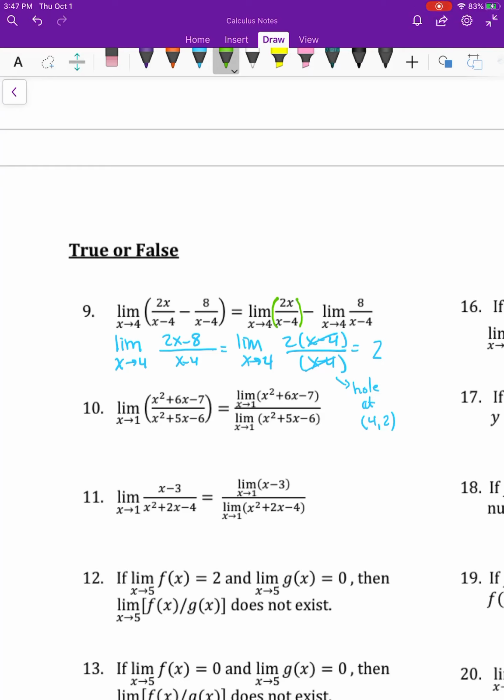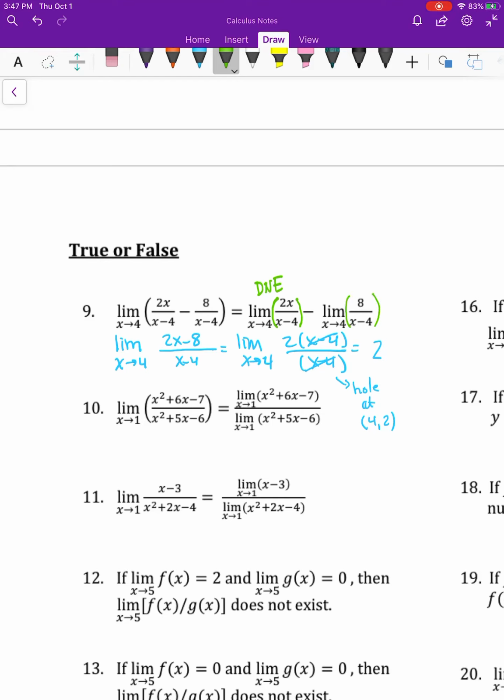So if I put in 4.1 to see what was happening from the right, I would get positive over positive. If I put 3.9 to see what it was doing from the left, I would get positive over negative. So as you approach 4 from the left, it's going to negative infinity. As you approach 4 from the right, it's going to positive infinity. Therefore, that limit does not exist.